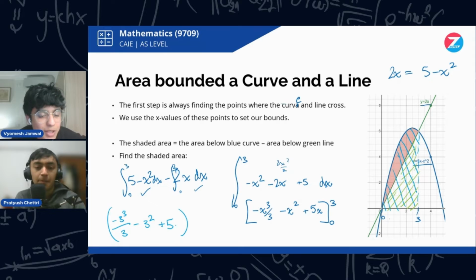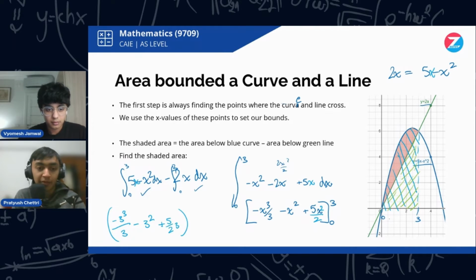Oh wait, it's 5x minus x squared, not 5 minus x squared. Sorry. You've written it as an integration of 5 minus x squared, which is not true. It's 5x. Whoops, I didn't read it correctly, that's why my integral here also got a weird value. If this is 5x, it should now be 5x squared by 2.